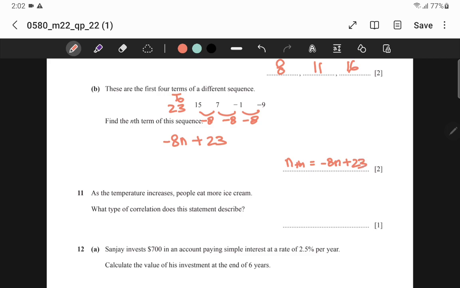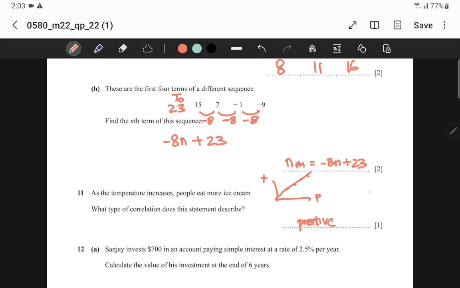Now, as the temperature increases, people eat more ice cream. What type of relationship or correlation does this statement describe? Okay, so basically, if I draw it on the graph like this one, if this one represents the people and this one represents the temperature, it means when the temperature gets higher, the number of people will increase, and so on. So the line will go up. If it goes up, then it means the correlation will be positive.